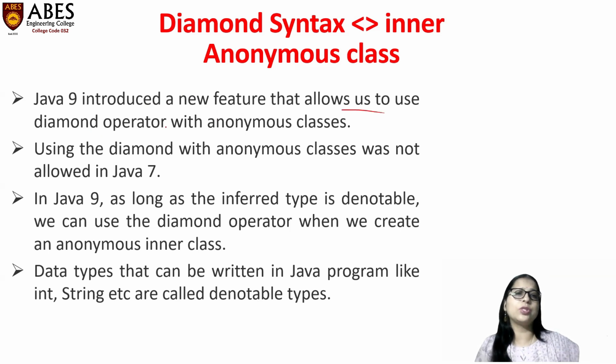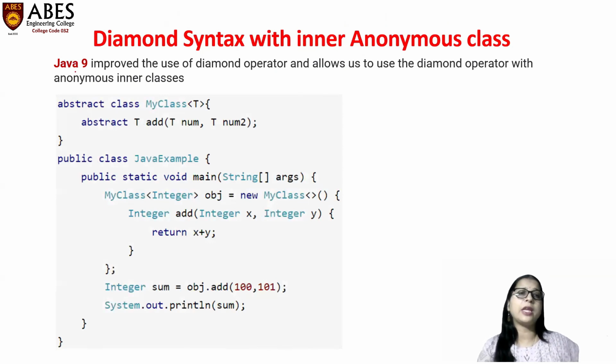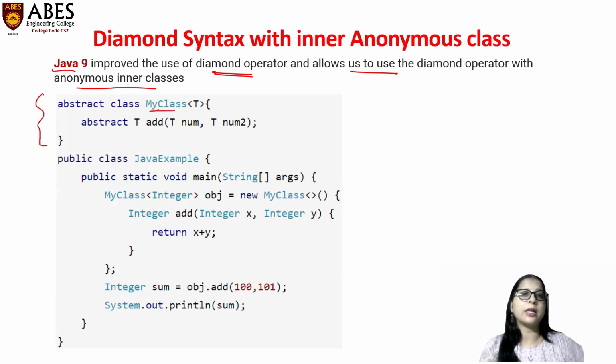So it allows us to use the diamond operator with an anonymous class, and it was not allowed till Java 7. From Java 9 onwards, this started to be used. So let's see one example. Java 9 improved the use of the diamond operator and allows us to use it with an anonymous inner class. We can see here an abstract class MyClass is defined, and a generic type T is given. So whatever this add function is, it will be of this generic type T. It could be an integer, a double, or a string type.